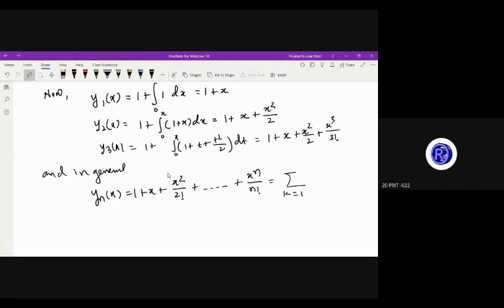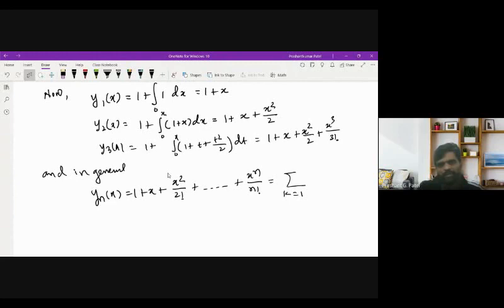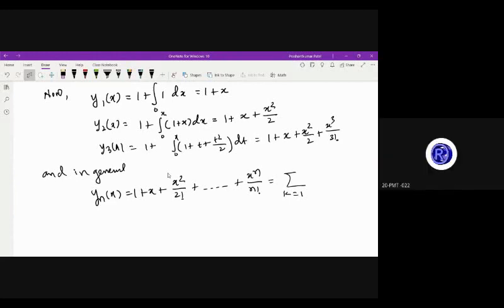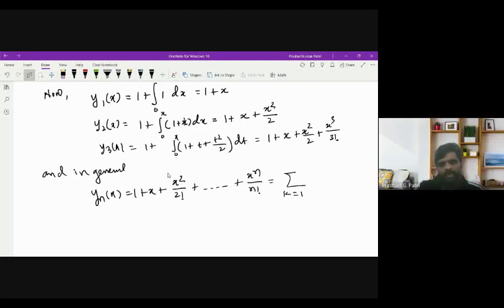In y2 of x, we have to integrate with respect to t. t and x are dummy variables. If you write t, then there is also no problem, because the integration of 1 plus t is t plus t square by 2, and if you put the limit 0 to x, this is x square by 2. So exactly the same thing we have. It is a dummy variable. Instead of that, I can write x also. That also makes no change.